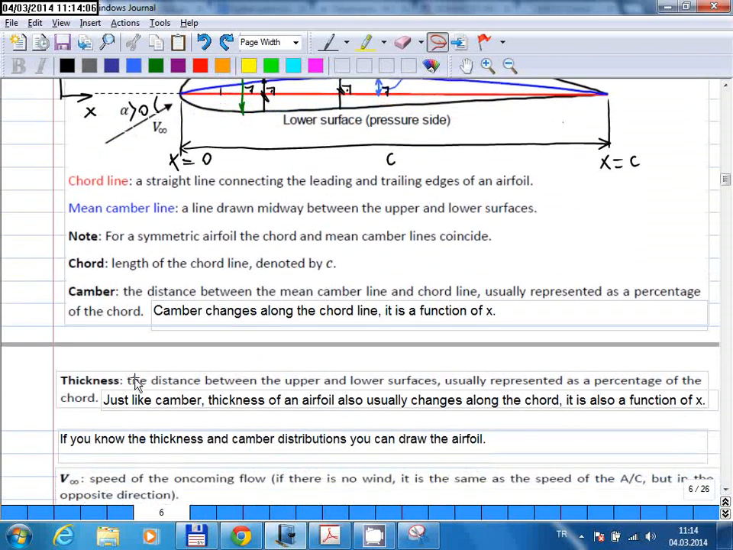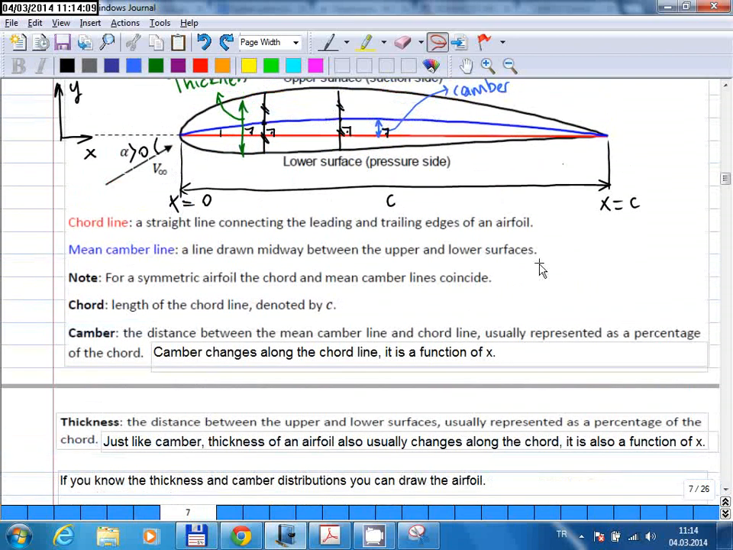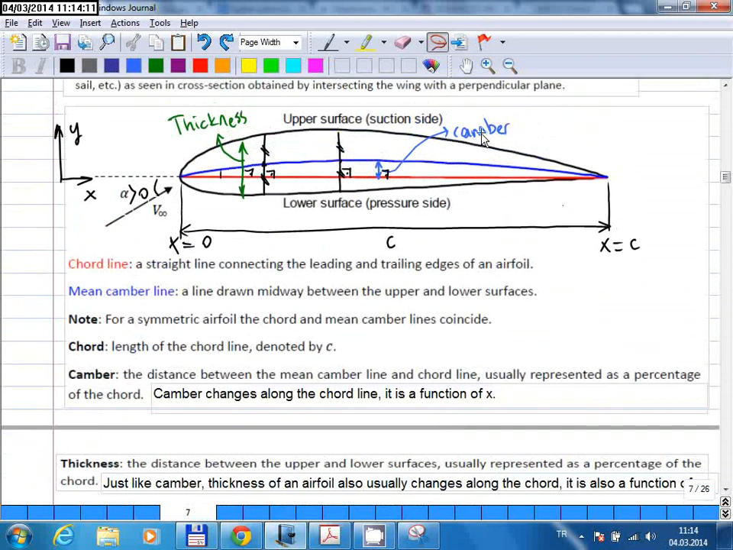Then the next thing is the thickness. Oh, by the way, the camber is usually represented not in terms of the actual distance, but in terms of the ratio of that distance to the chord line. So here, if the chord length is 1 meter, and if the camber is 5 centimeters, you don't say camber is 5 centimeters. Instead, you say you have 5% camber, because that's the ratio of the camber to the chord line.